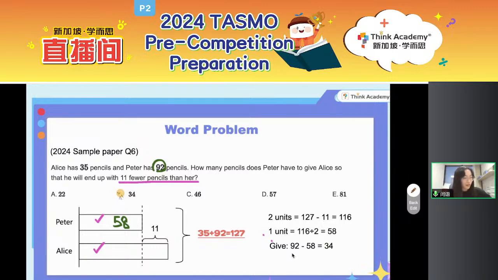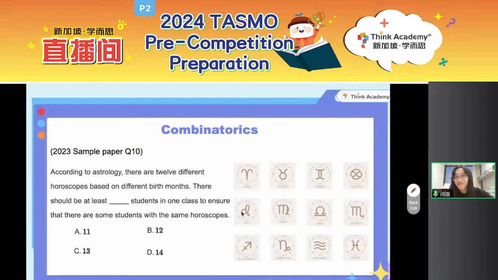I see that many of you answered it correctly, right? Okay, next one. Combinatorics. This is question 10 in the 2023 sample paper. For this question, it is also about a worst case scenario. Okay, a new topic for you in P3.